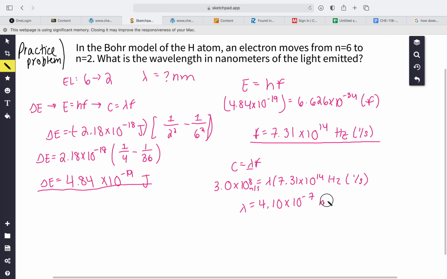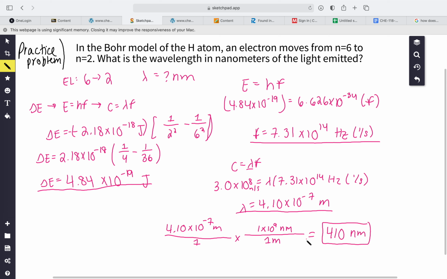And now from there, we're going to turn this into nanometers, so we're going to do one last calculation. We're going to do 4.10 times 10 to the negative 7 meters divided by 1 times, we want nanometers, so there's 1 times 10 to the 9 nanometers in 1 meter. Again, that is definitely something you're going to want to write down. If you have your 3x5 index card, that will be really helpful. So our answer is 410 nanometers.